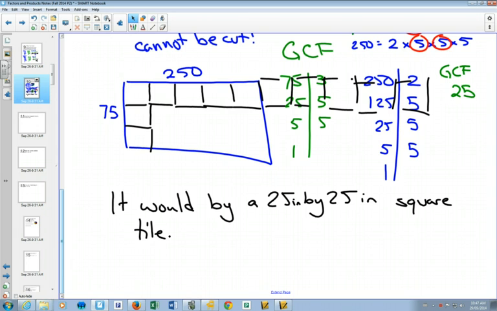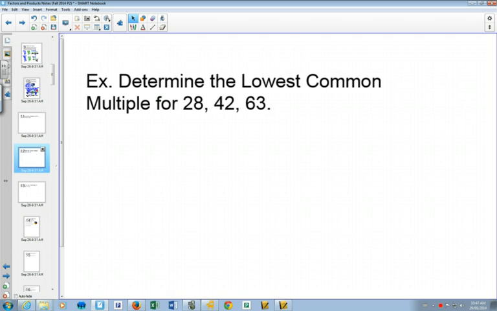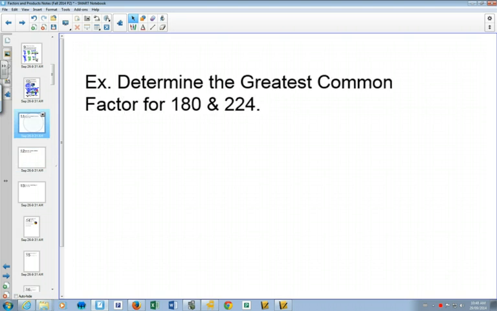I've got 2 more questions for you to practice, just with greatest common factor. Here we have 2 numbers to practice, and a lowest common multiple one with 3 numbers, and then I'll hand back, we'll start with this one.